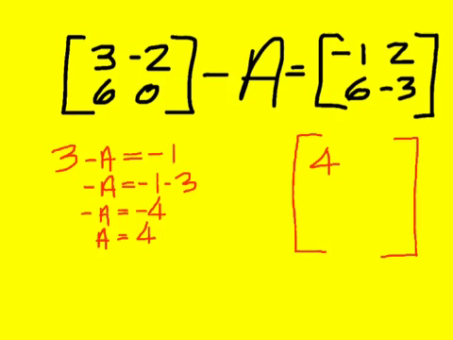So on row 1, column 2 on the answer matrix, negative 2 minus A equals 2. So that would really be a negative 4. And then row 2, column 1, 6 minus A equals 6. That's a 0. And then you'll have 0 minus A equals a negative 3. That should be a positive 3.